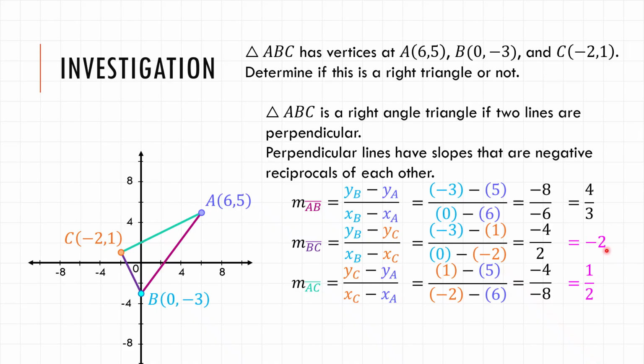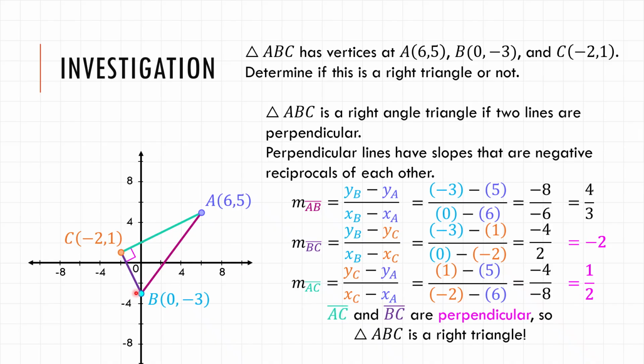-2 is the same thing as -2/1. And if I multiply them together, I get -1. And so I believe now I can confirm that AC and BC are perpendicular. And so I'll draw a little square there to indicate that. And this confirmed is a right triangle.